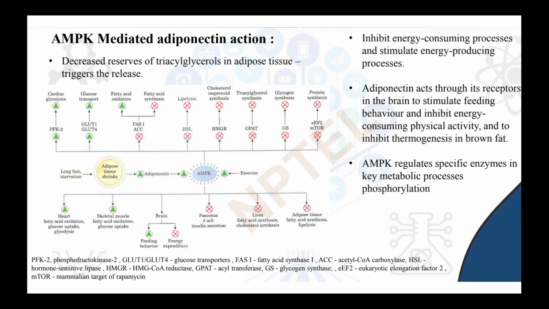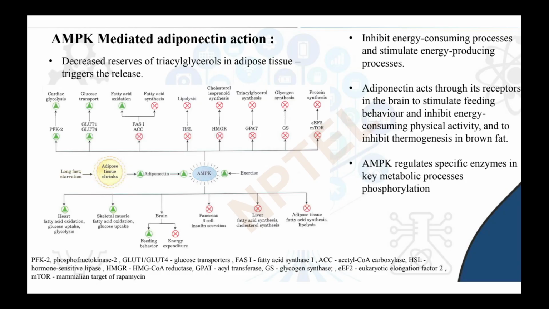So, do you understand this point, like what hormone sensitive lipase is doing? So here you can see in this chart all the energy consuming processes like lipolysis, cholesterol synthesis, triacylglycerol synthesis. All those pathways are blocked by AMPK, as well as glycolysis, fatty acid oxidation, glucose transport. All these pathways are activated by AMPK because these are energy producing processes.